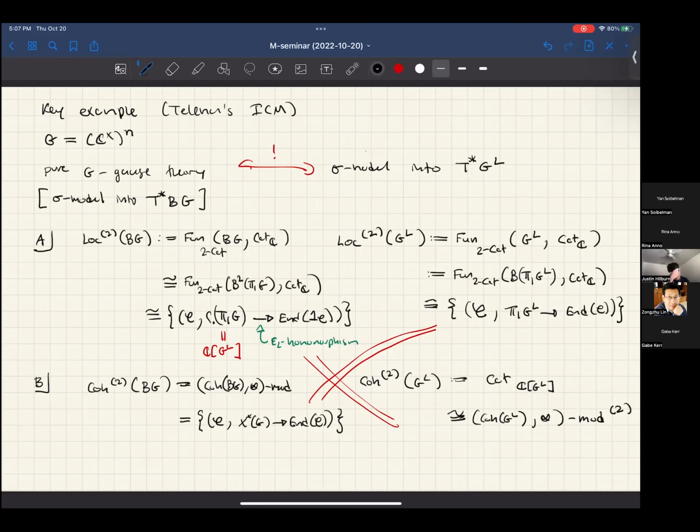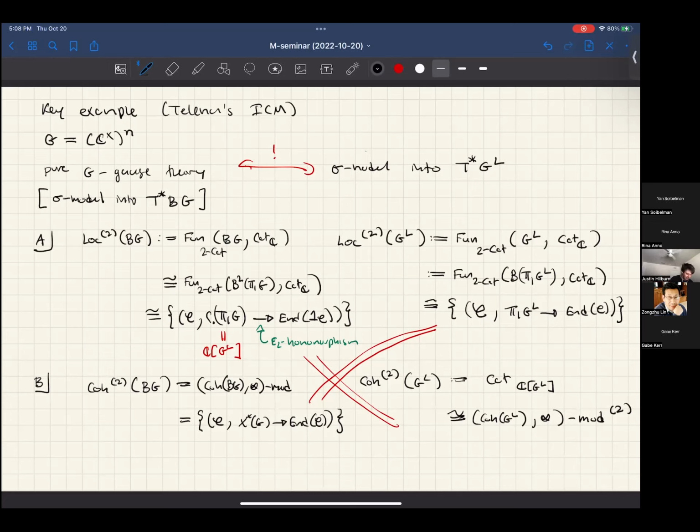And so basically this is going to play the role in 3D mirror symmetry that the equivalence between coherent sheaves on a torus and local systems on the dual torus plays in ordinary mirror symmetry. This is kind of the key example that gets everything off the ground. I should say that I think this result was actually known to Kapustin. And I think Teleman's contribution is figuring out how to generalize it to non-abelian groups.